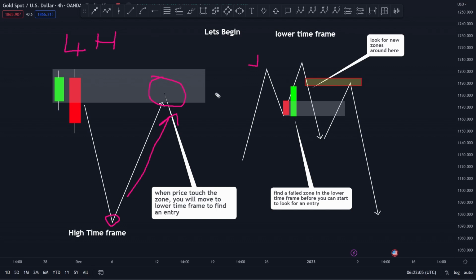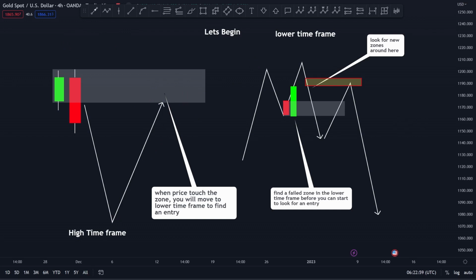So from here guys, what we need to do, when we move to the lower time frame, is find a zone here that has been invalidated, meaning we are looking to sell here. So anything that comes to this area, even if it confirms, we don't buy. We just wait for the market to invalidate this zone here, and after invalidating this zone is then we can start to look for another zone around these areas here so that we can look to sell. I am going to repeat that again so that everybody can understand.